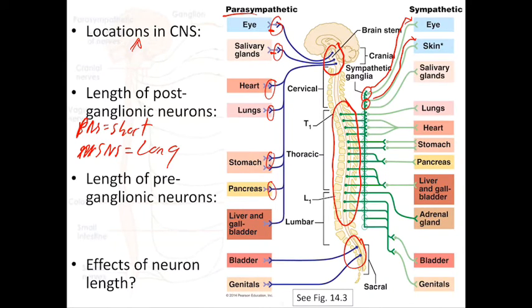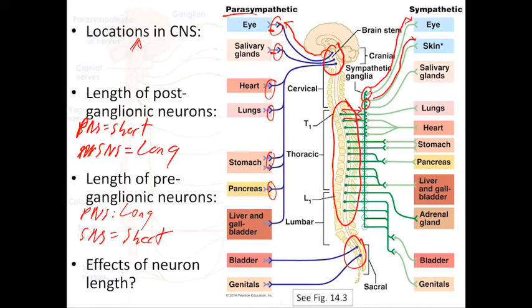Length of the preganglionic neurons. Now we have long ones on the parasympathetic side. On the sympathetic side, they're very short, just these little guys. So PNS equals long, SNS equals short.